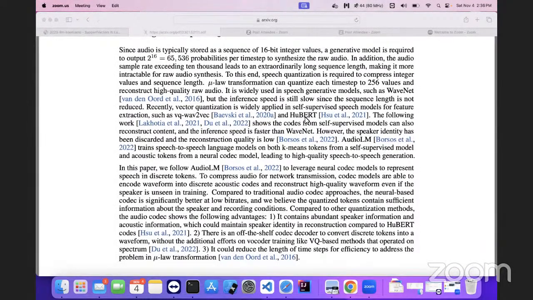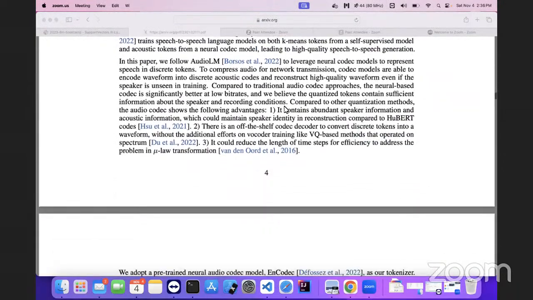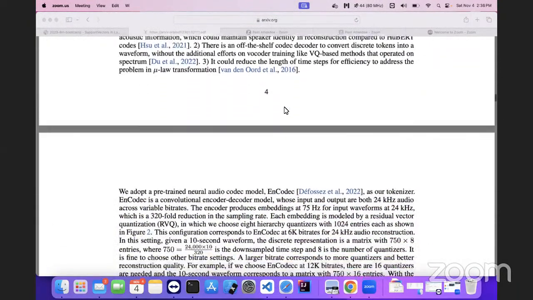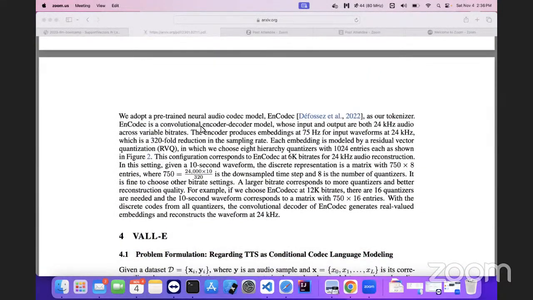Like, there was HuBERT and so many other representations and codecs that came. Compared to that, Meta's EnCodec has kind of outperformed everything. That's what they're saying.